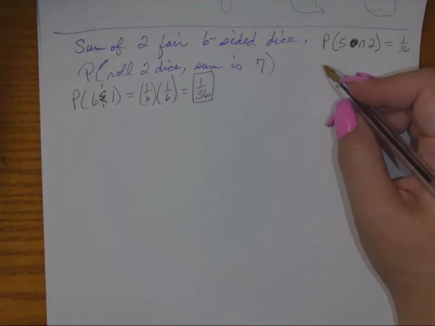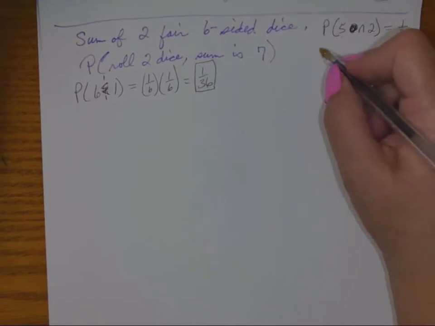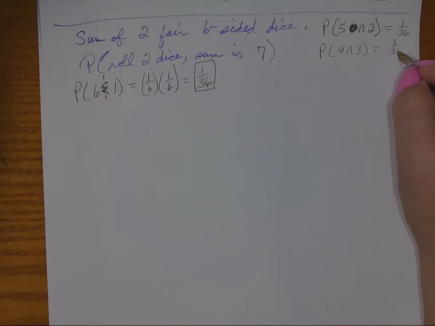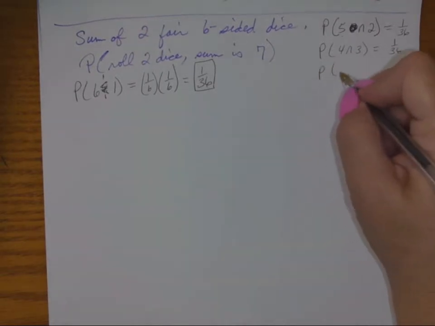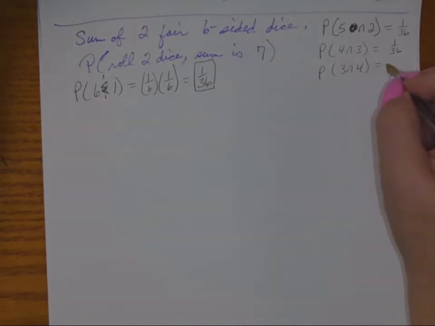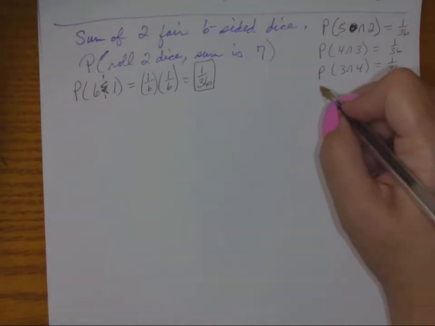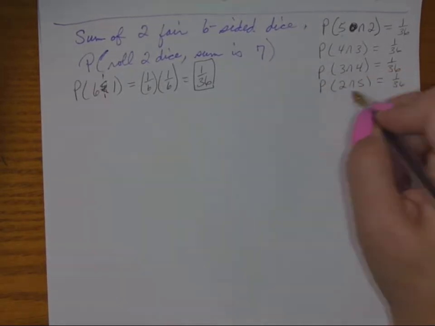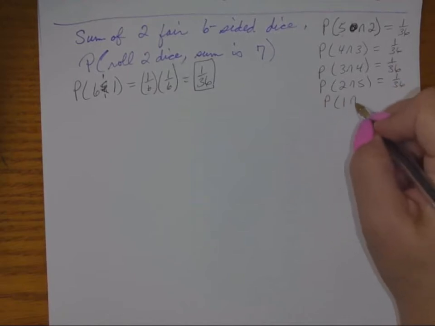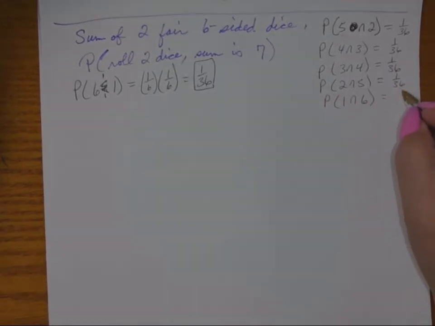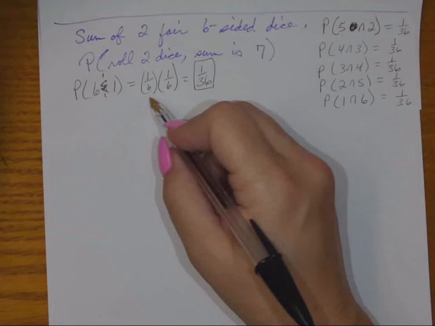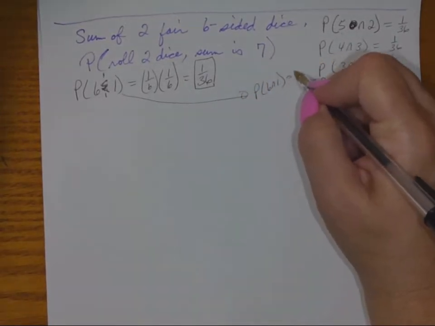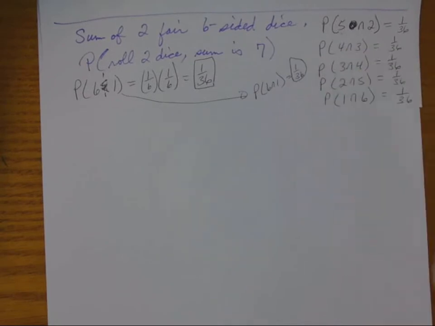So if each of these is 1 over 36, probability of 4 intersect 3, 1/36. Probability of 3 intersect 4, we did that one a little bit ago, 1/36. Probability of 2 intersect 5, 1/36. And last but not least, probability of 1 intersect 6, 1 over 36. And this one was 6 intersect 1, 1 over 36.